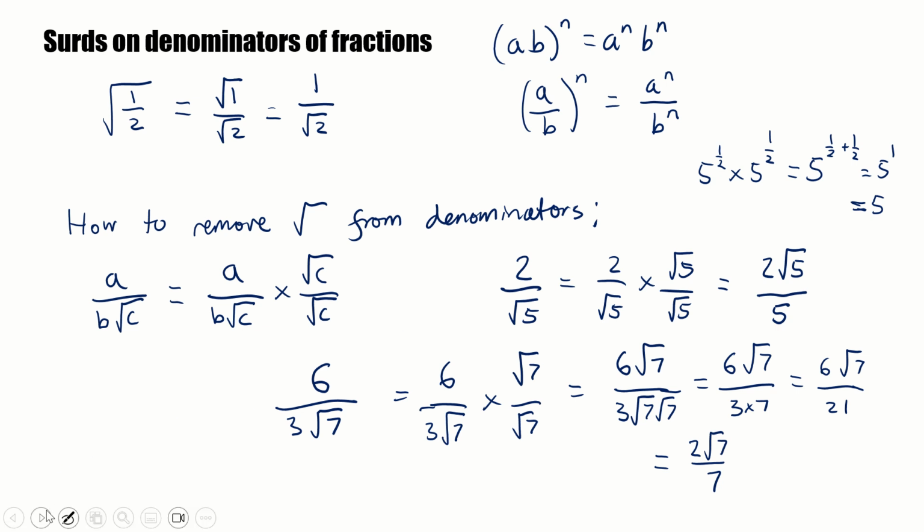However, there's one extra layer we can add on top of all this, and that is what happens if the denominator looks a bit more complicated. What happens if we have 5 over 7 minus, let's say, root 4?